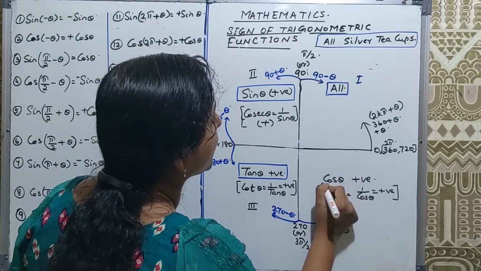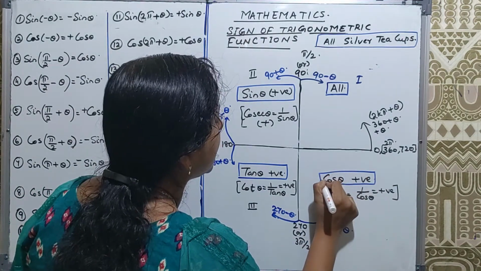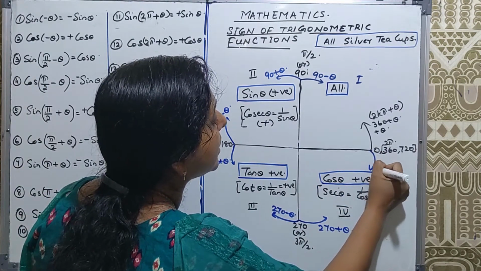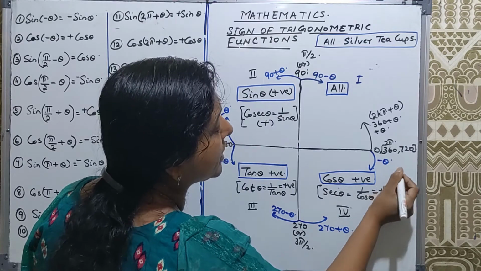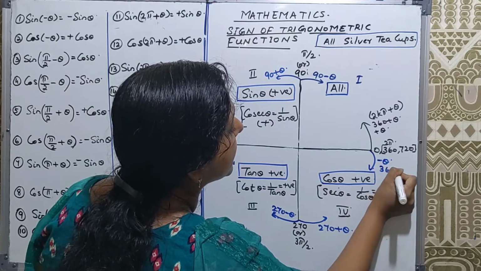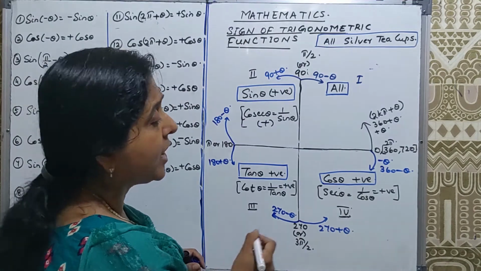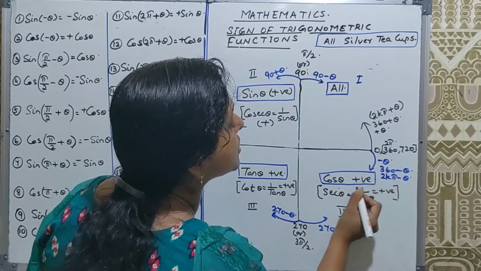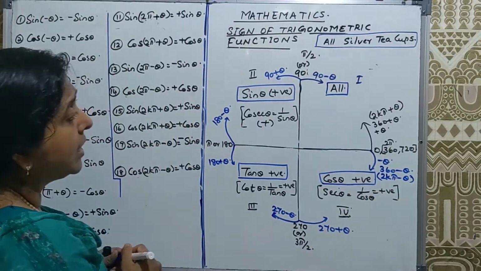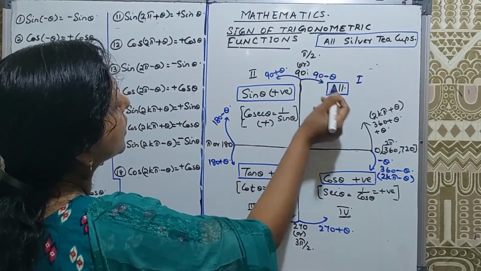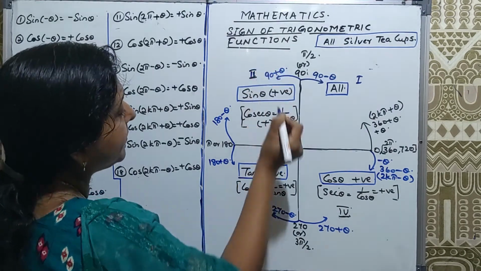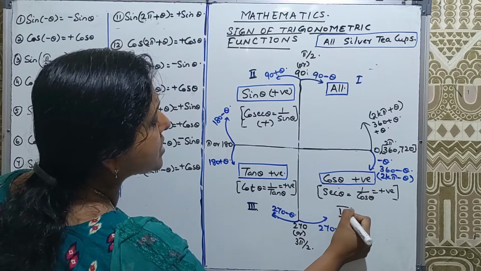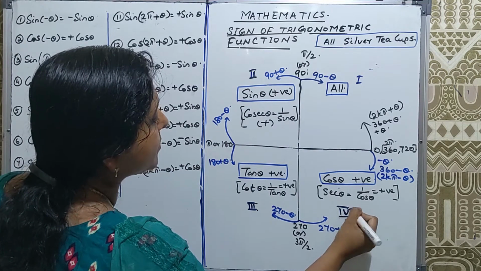So in that quadrant 4, cos theta will be positive. And all the 360 minus theta, all the minus thetas belong to quadrant 4. And all the multiples of pi minus theta also belong to quadrant 4. Now quadrant 1, 2, 3 and 4 we completed. Now we'll discuss about the formula.